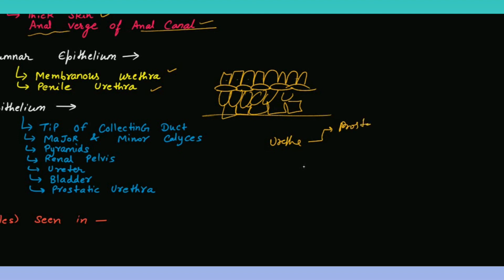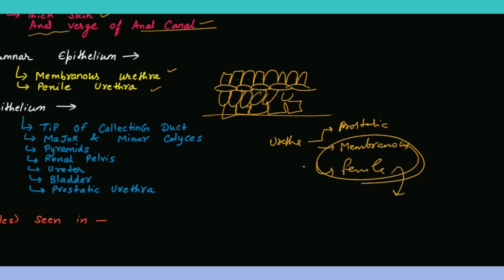Prostatic, membranous and penile. So in both of these we have what? Stratified columnar epithelium. Sorry, what am I writing. Stratified columnar epithelium.